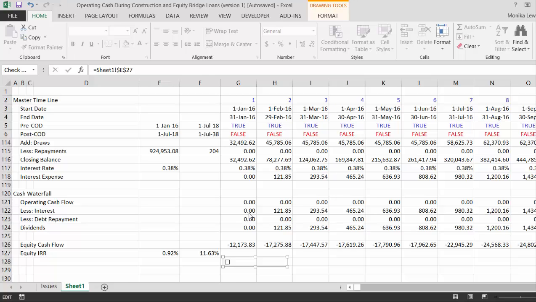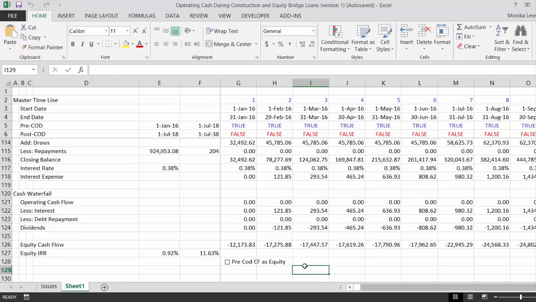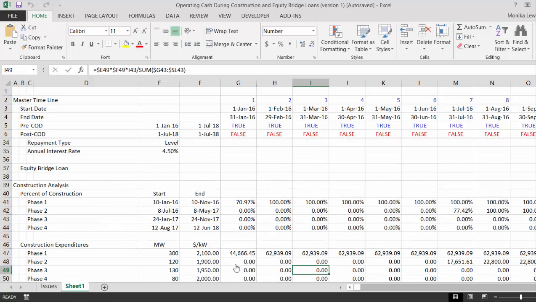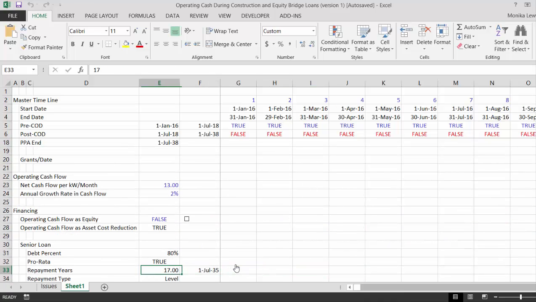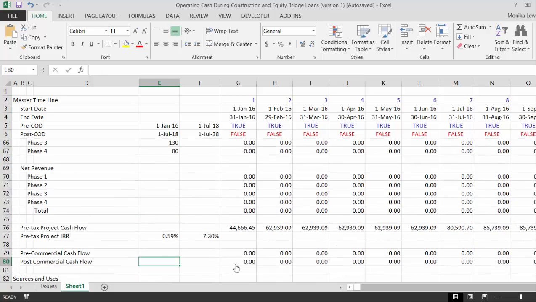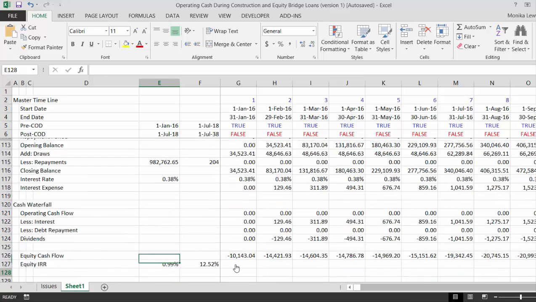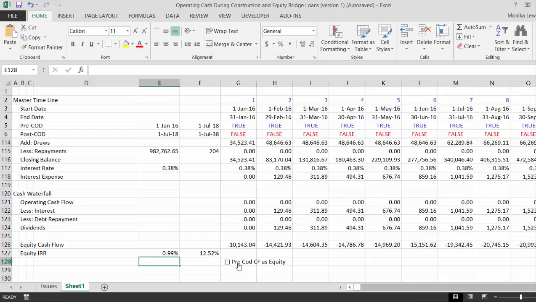Pre-COD cash flow as equity. Okay, did that work? Yes. Okay. So let's put a little bit of a different debt gearing in here. Let's make it 85% gearing. That means we put even less equity in here. And if it's equity, we have this 14% IRR. If it's not equity, we have this one.